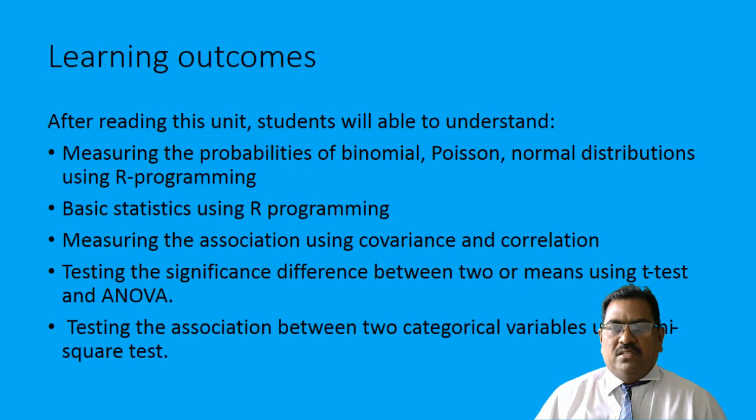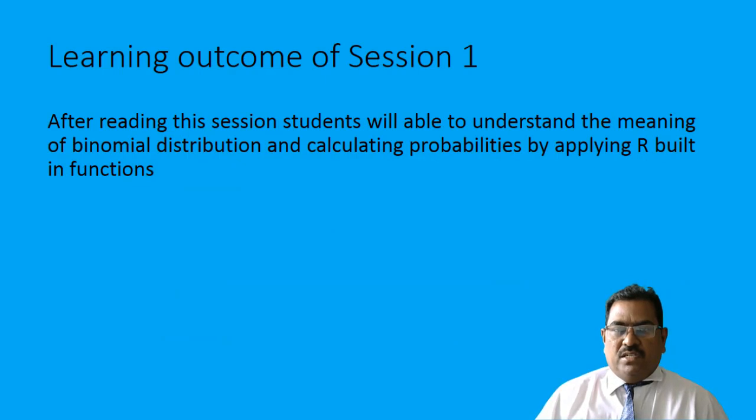After reading this session, the students will be able to understand how to measure probabilities using binomial distribution, Poisson distribution, normal distribution using R programming, and basic statistics using R programming, and measuring the association, covariance, and correlation, and testing the significance of difference between two means or several means using t-test and ANOVA, and finally testing the association between two categorical variables using chi-square test. In this first session, we are going to discuss binomial distribution and how to calculate the probabilities using R built-in functions.